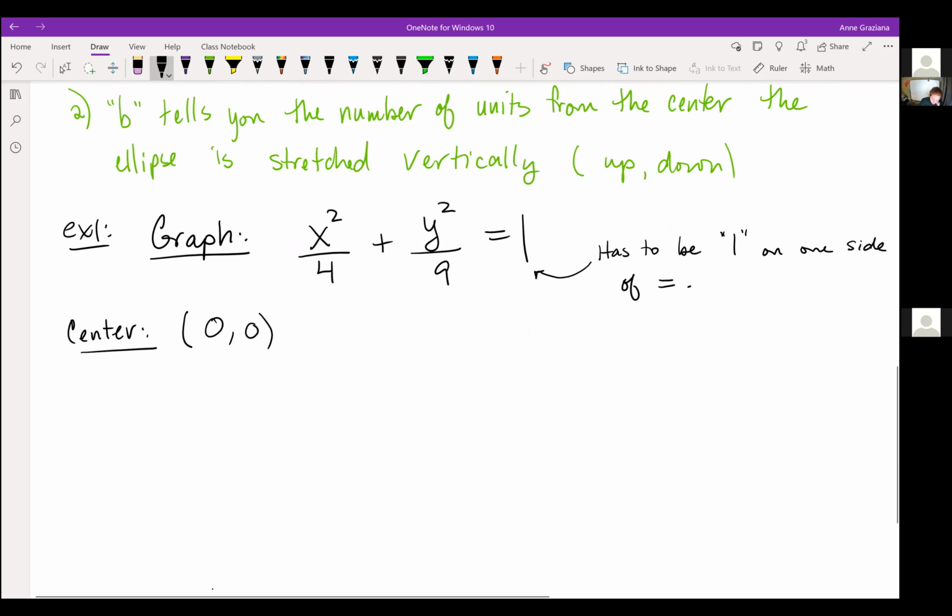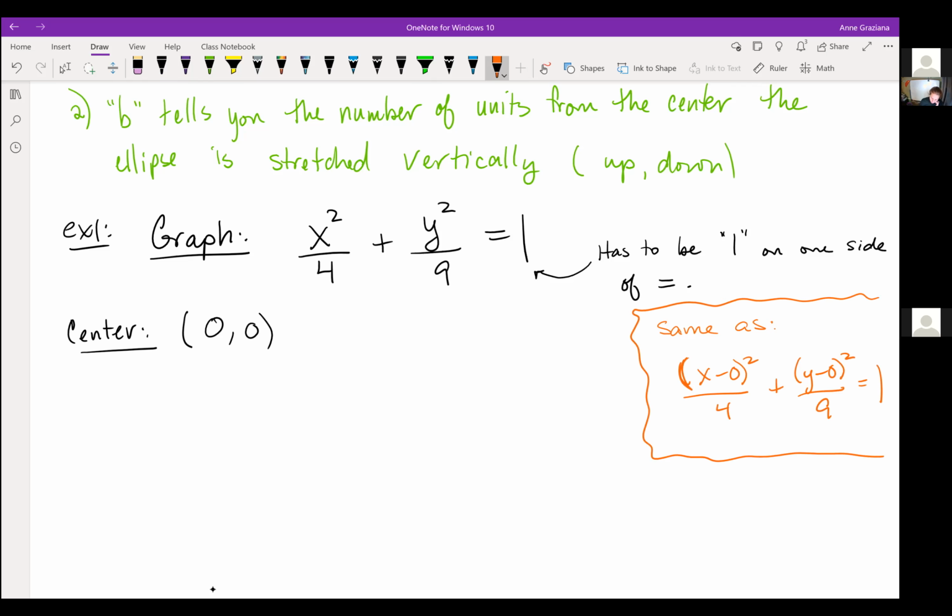Okay, realize that this is the same as x minus 0 squared over 4 plus y minus 0 squared over 9 equal to 1. All right, but it's kind of silly to just write minus 0 in there. So just the x and the y by itself, it tells you that the center is (0, 0).